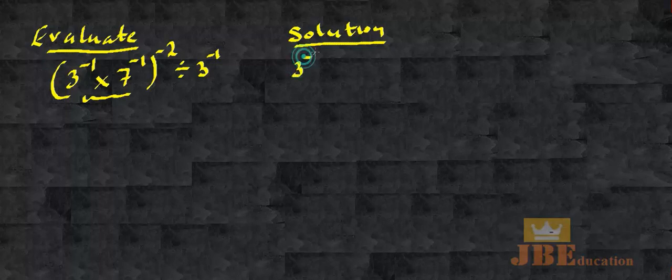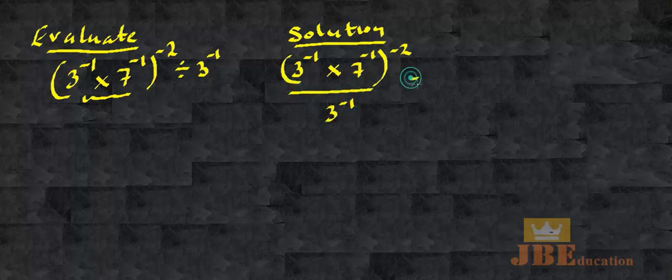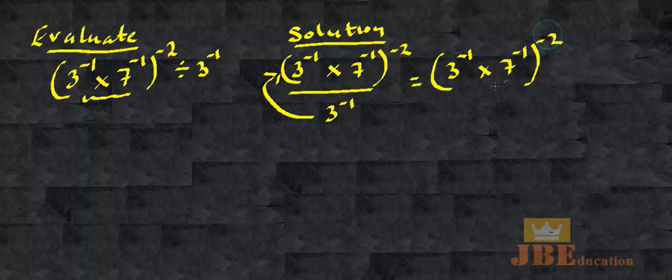We have 3 raised to the power negative 1 multiplied with 7 raised to the power negative 1, which is raised to the power negative 2. This quantity is divided by 3 power negative 1. So what I'm going to do, I'm going to move 3 power negative 1 to the numerator. How do I do that? I've got 3 power negative 1 multiplied with 7 raised to the power negative 1 raised to the power negative 2. This is actually 1 over 3.